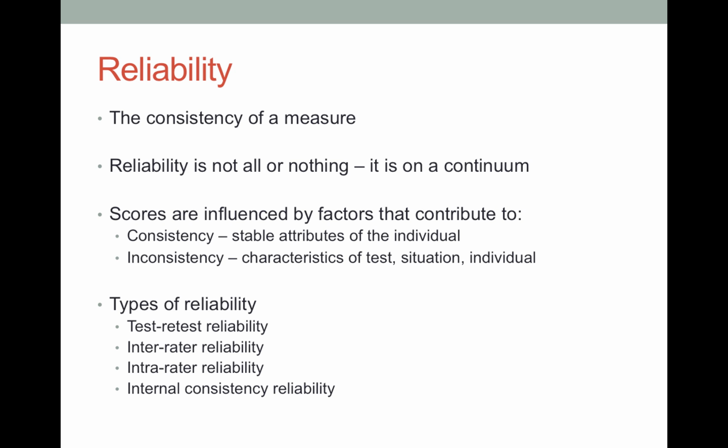Therefore, the concept of reliability is best viewed as a continuum ranging from minimal consistency of measurement to nearly perfect repeatability. Scores are influenced by those factors that contribute to consistency, those stable attributes of the individual, and those factors that contribute to inconsistency, which include characteristics of the individual, test or situation that have nothing to do with the attribute being measured, but that nonetheless affect test scores. It's difficult to calculate reliability exactly, but it can be estimated.